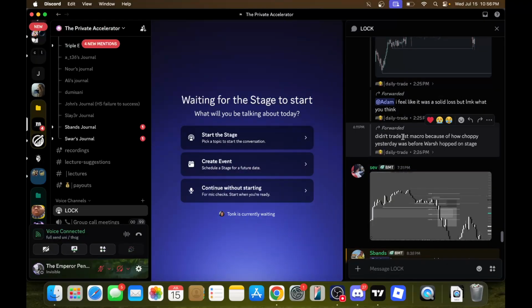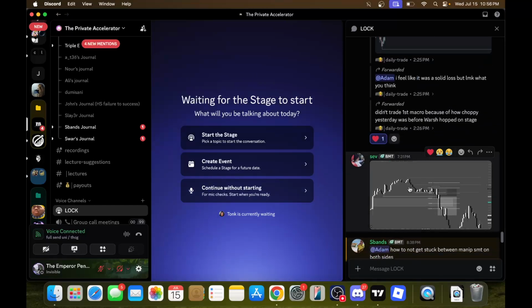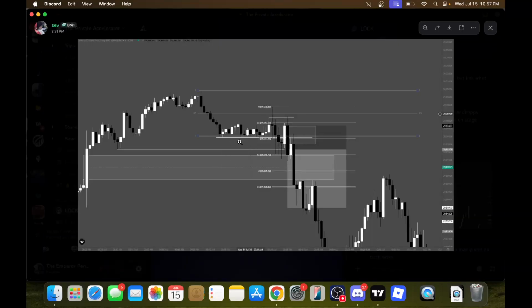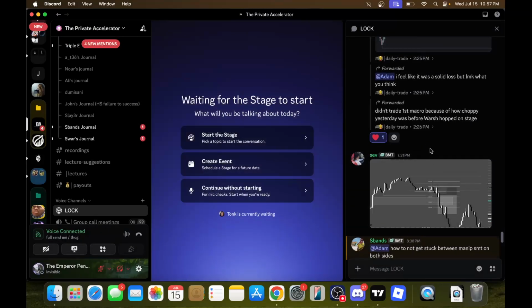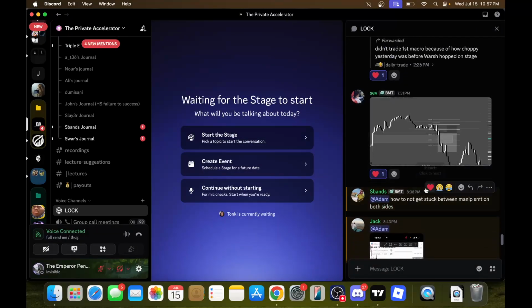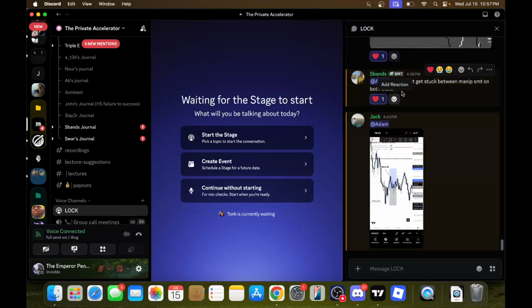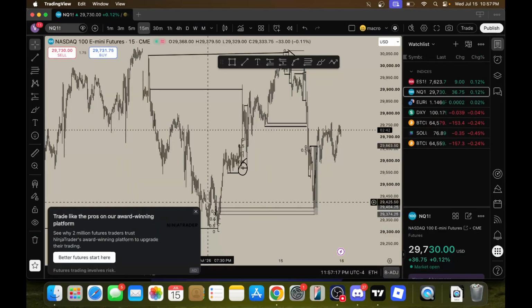Did the trade for the macro because of how choppy yesterday was before Warsh hopped on stage. Yeah, it's understandable. Turtle manipulation, order block, rebalance, displacement lower. Yeah, fine, it's good. Try not to get stuck between one-minute SMTs on both sides. Understand the narrative and bias, and trade alongside it. Focus on the SMT that's alongside the bias.